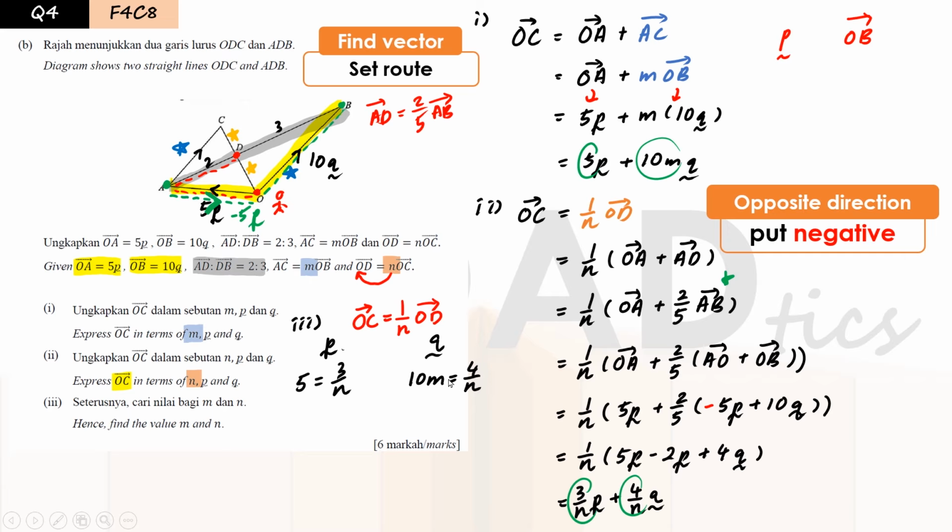Alright, so to find the values, let me rearrange this one first because we can straight find the value of n already, which is 3 over 5. And then for this value of n, I can substitute inside here first, to find the value of m. Okay, so 4 over 3 over 5 and 10 move to the other side, then you will get m equals 2 over 3. Right, and with that, we have found out our value of m and n.